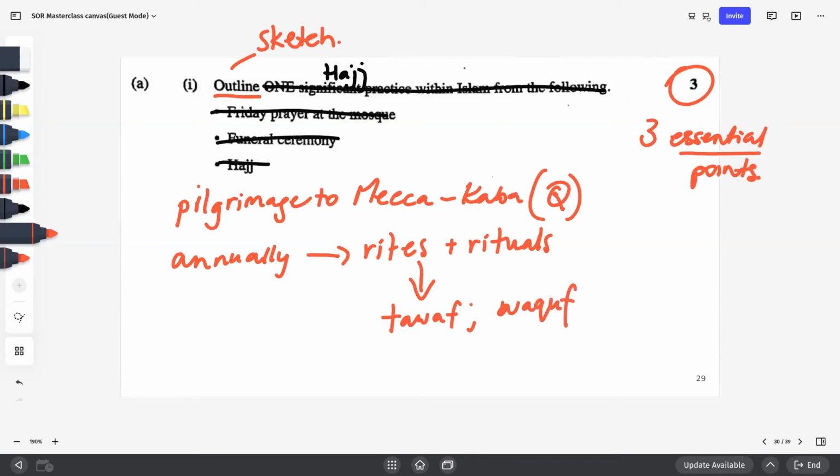You could say that it is a spiritual, physical and mental journey. You could say that it was undertaken by many of the prophets, including Abraham and Muhammad. But you just need 3 really simple things. Make sure you've got your textual support in there. So it's a similar process to how we looked at how you would outline an ethical teaching.